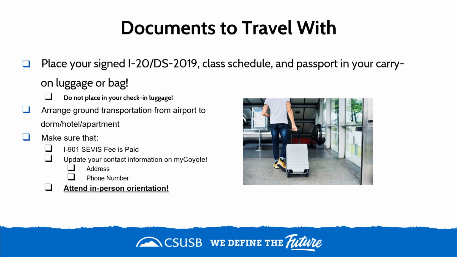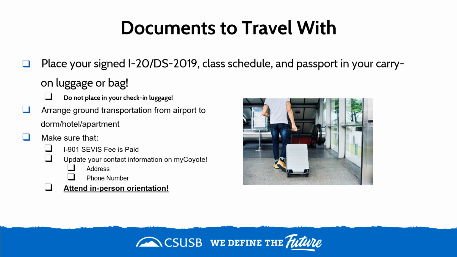If you have acquired your visa, or once you have acquired it, make sure that on the day you travel to the U.S., you are extremely prepared. Place your assigned I-20 or DS-2019 along with your class schedule and passport in your carry-on bag or luggage. That is, the bag that will be with you on the plane rather than checked in. You will need these documents to pass through customs inspection.